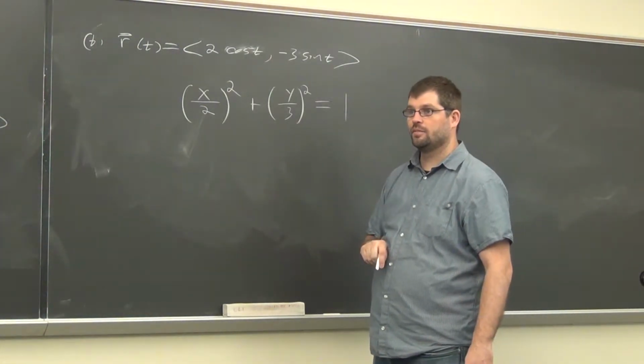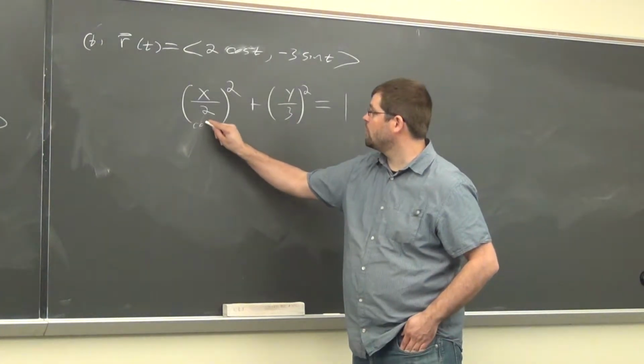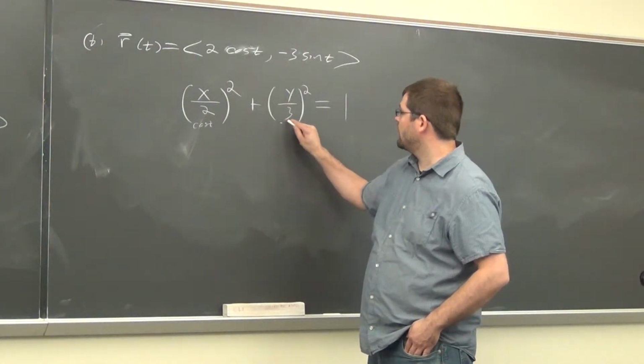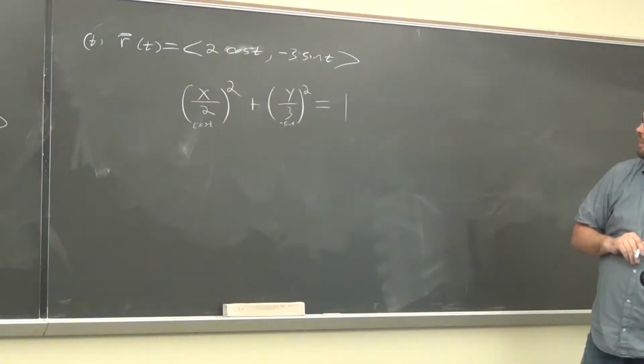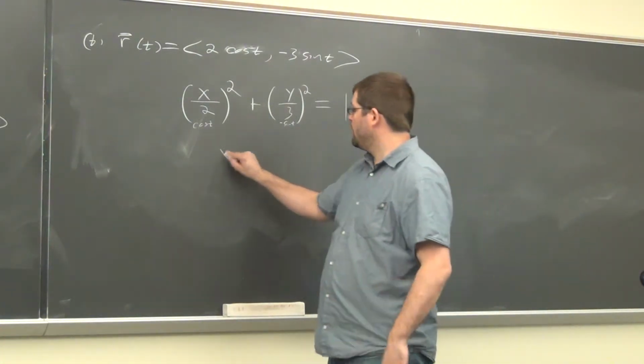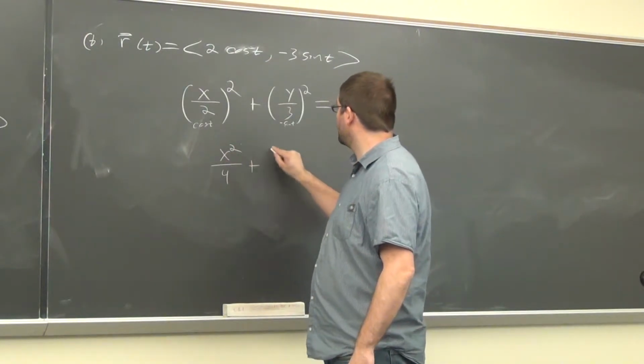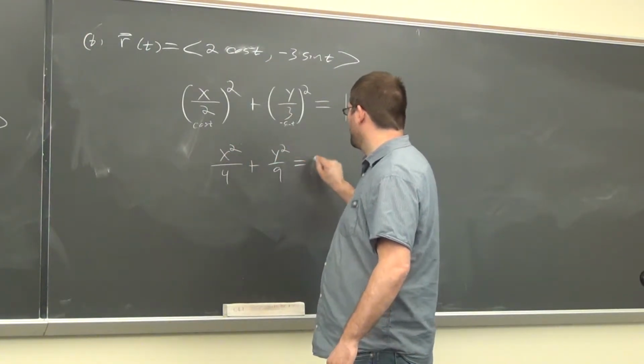Does that make sense? So just to be clear, that's cosine, and that's negative sine, right, when we divide by those things. And so we square them, we get that. So now this is x squared over 4 plus y squared over 9 equals 1.